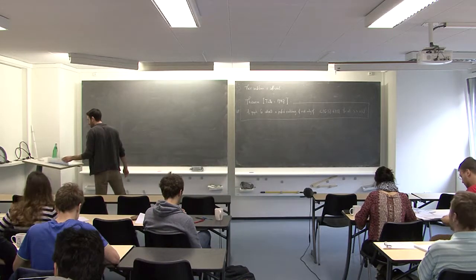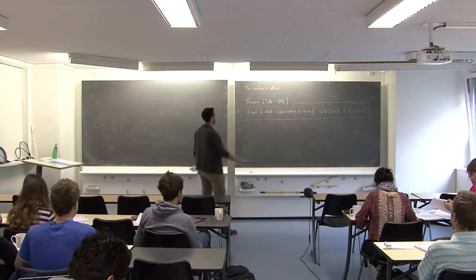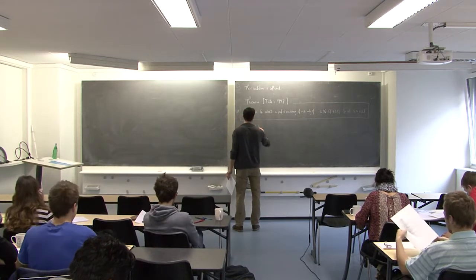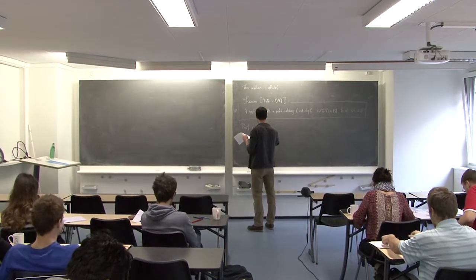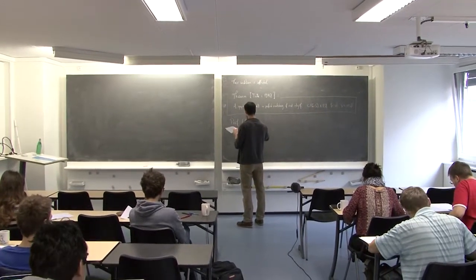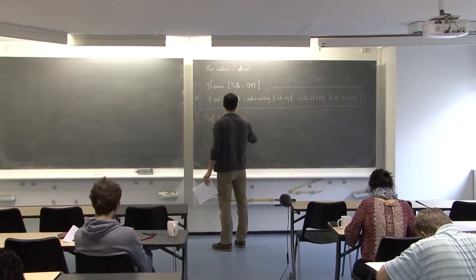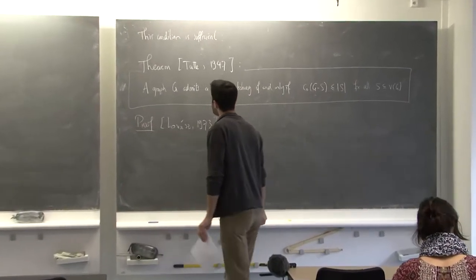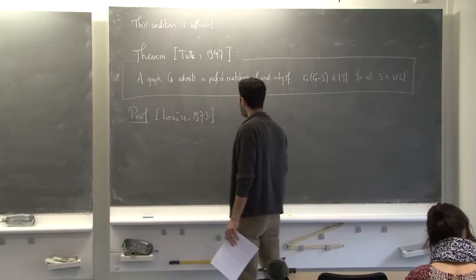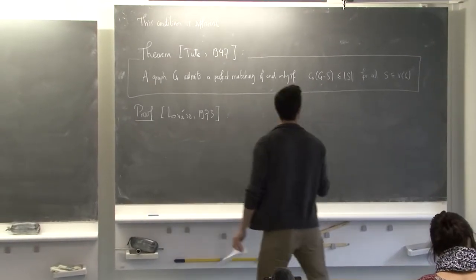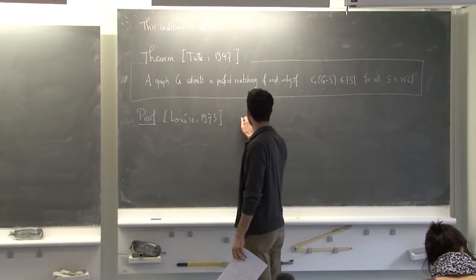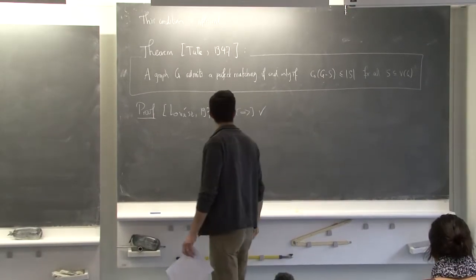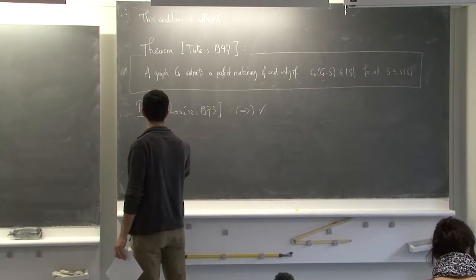So let's give the proof of this theorem. The proof that I'm going to give is due to Lovász. How to spell his name? Lovász, 1973. I think it's a very beautiful proof. Okay, so one side we proved already. This side, it's fine. And now we have to prove the other side.